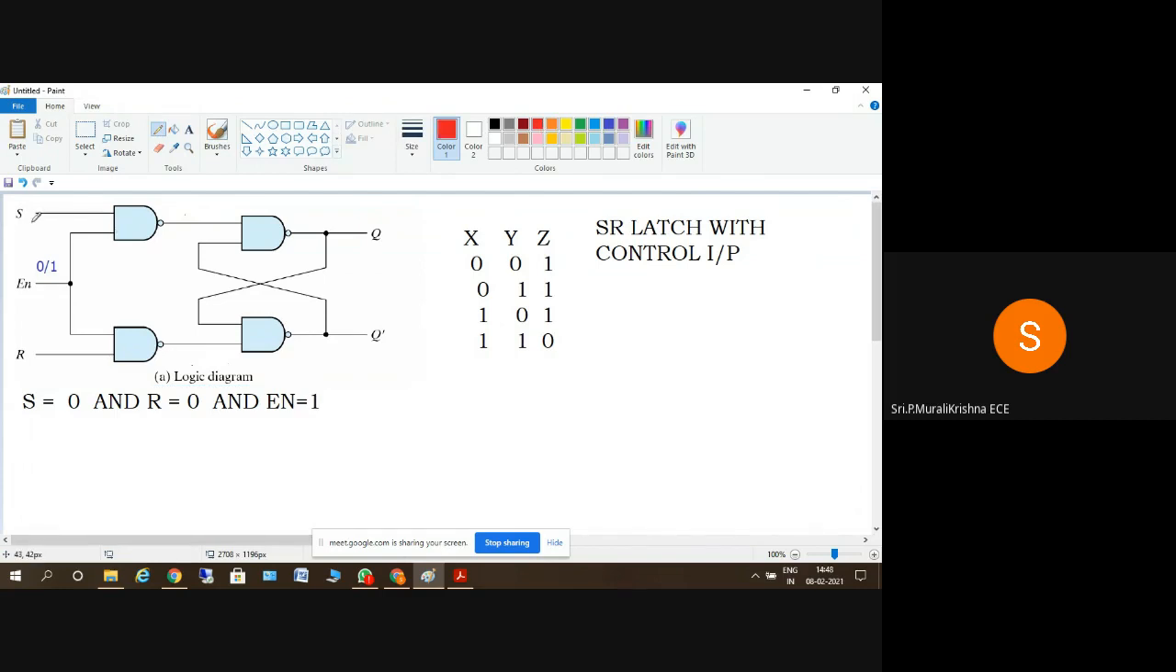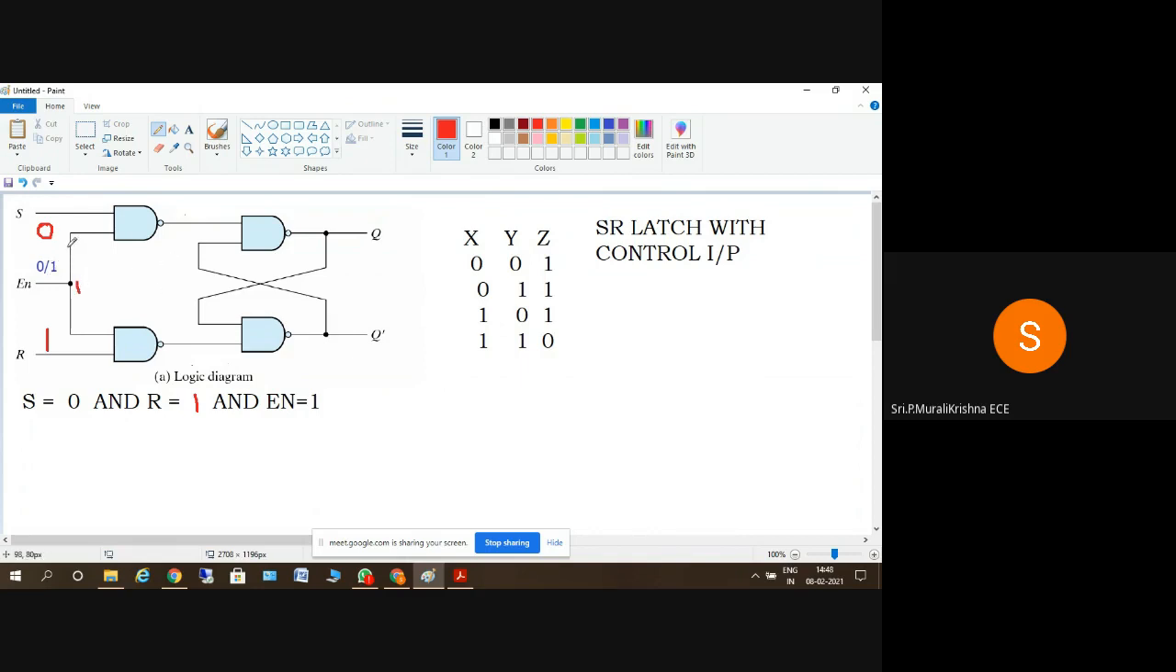So we'll not take S is equal to 0, R is equal to 0, because they'll remain in the same state. So I'll take S is equal to 0 and R is equal to 1, sorry. So S is 0 and R is equal to 1 and enable is equal to 1 here.